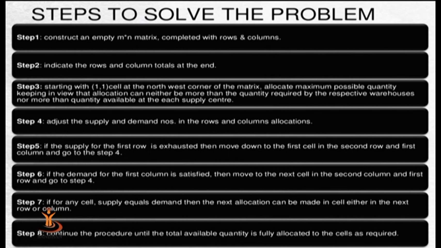In step 5, if the supply for the first row is exhausted, then we move down to the first cell in the second row and first column and go to step 4. We do the same thing, and then we go to step 6, where we check if the demand for the first column is satisfied, then we move to the next cell in the second column and first row and go to step 4. It is possible that if for any cell supply equals demand, then the next allocation can be made in a cell either in the next row or column according to our choice.